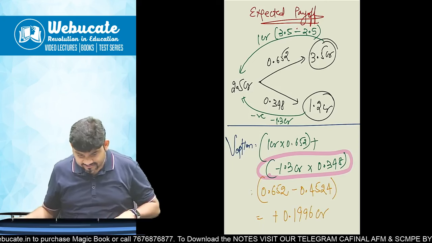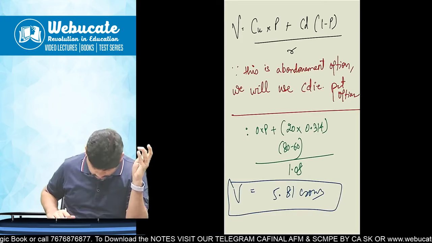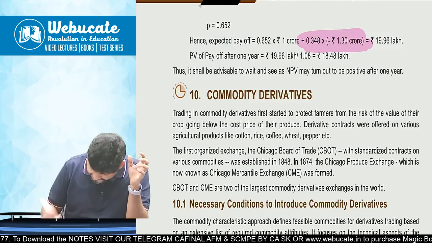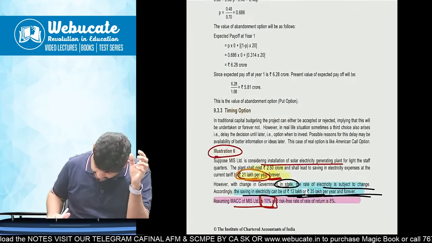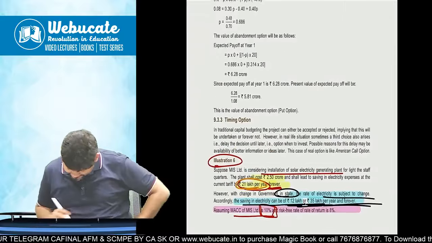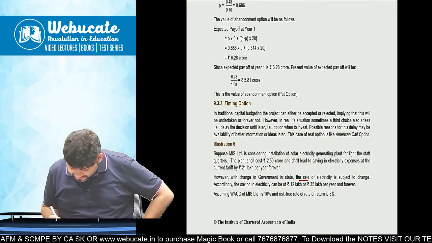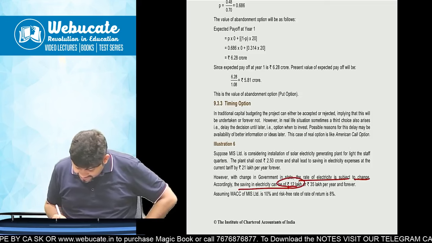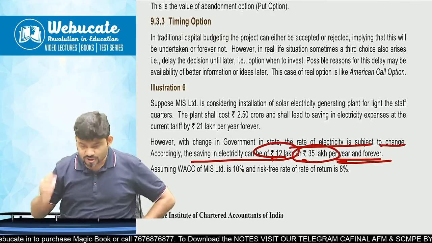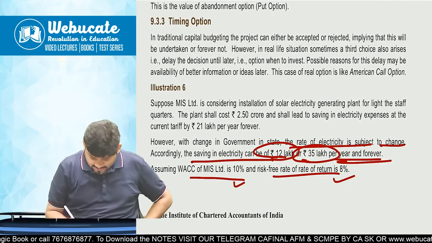Sir, but in illustration 5, we ignored the upside taken as 0. Exactly. So here, in this case, you'll have to understand the difference of both the questions. I'll explain you. See, here we are focused on the net present value part. In this case, see, with the change in government, the rate of electricity is subject to change. Savings can be 12 lakh or 35 lakh per year. Per year and forever. Assuming weighted average cost of capital to be 10%, risk-free rate to be 8%. So, obviously, this is not of importance to us.